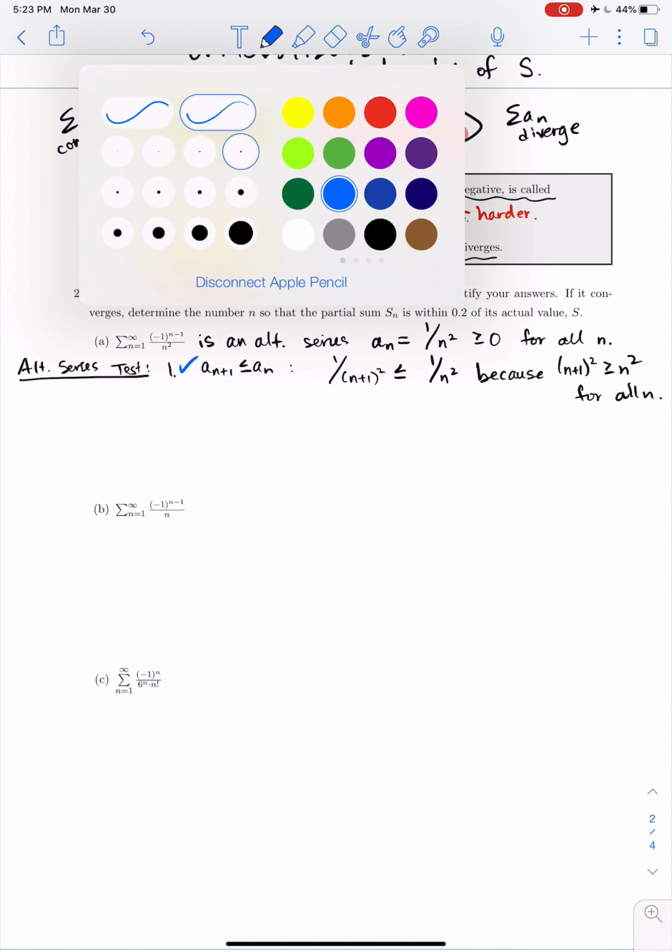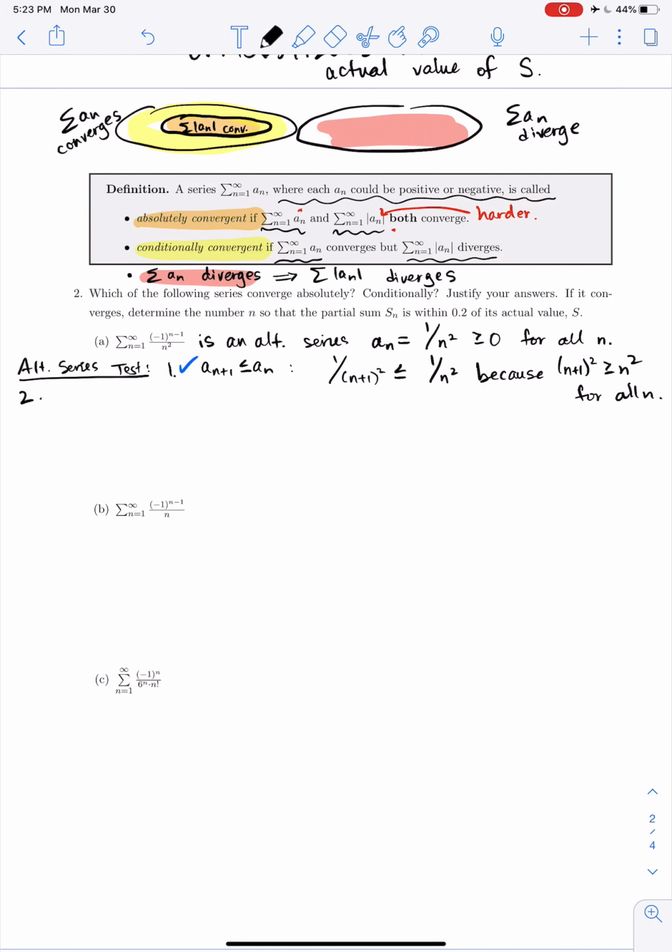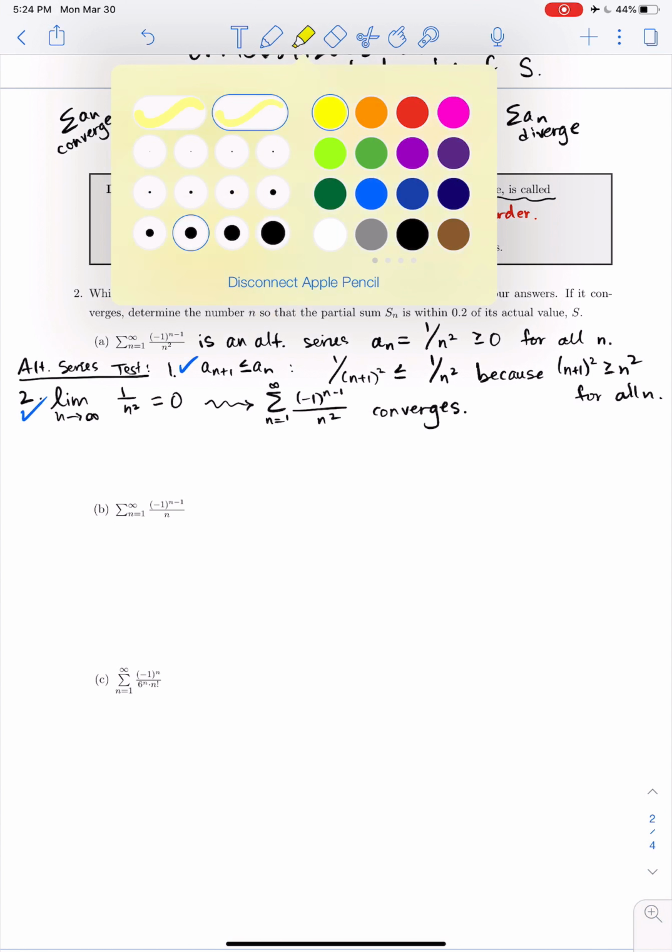So that first condition of the alternating series test is confirmed. The second one we need to check is that the limit as n goes to infinity of your base sequence is 0. Yep, that works too. Okay, so by the alternating series test, because both of those have blue check marks, your original series converges.